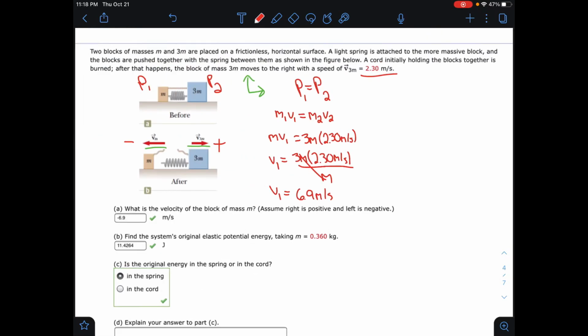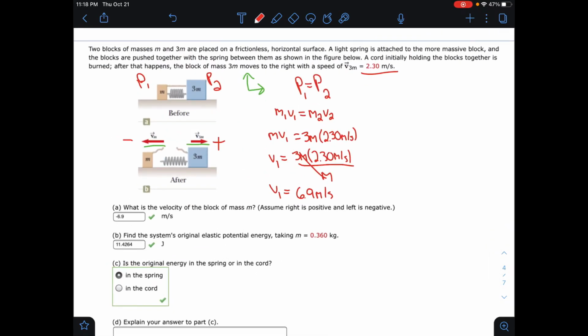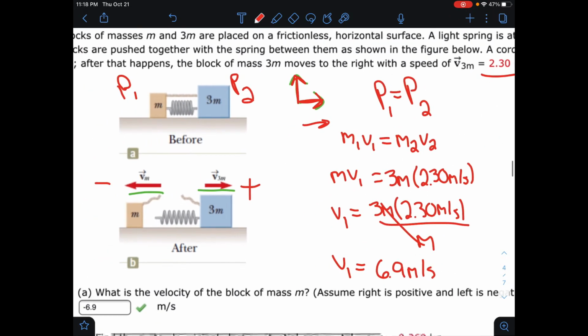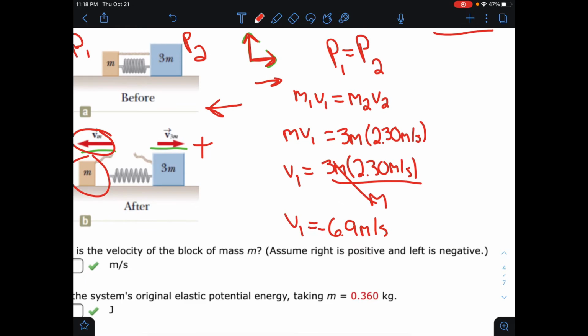But if we look at what we described as positive, this direction is positive. This block, as you can see by this arrow, is going the opposite way, so we have to flip the sign. It's actually going to be negative 6.9.